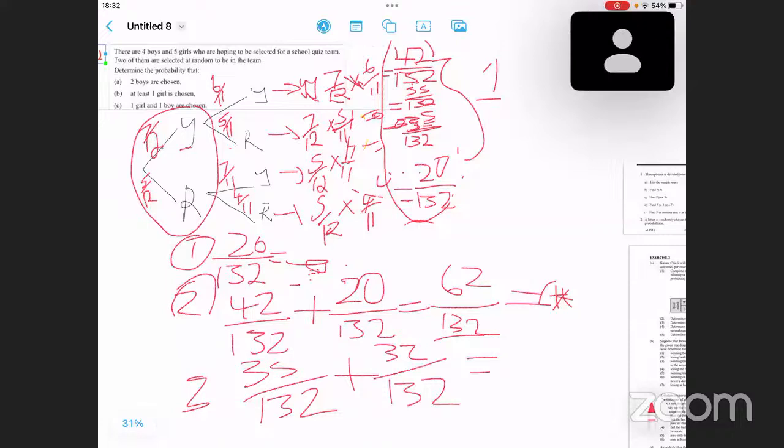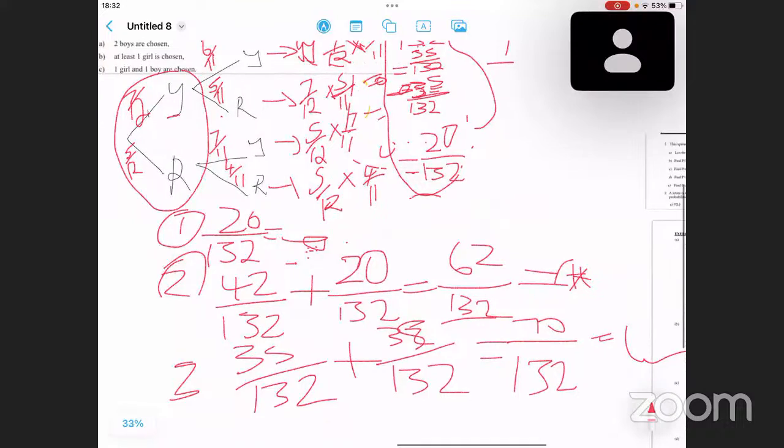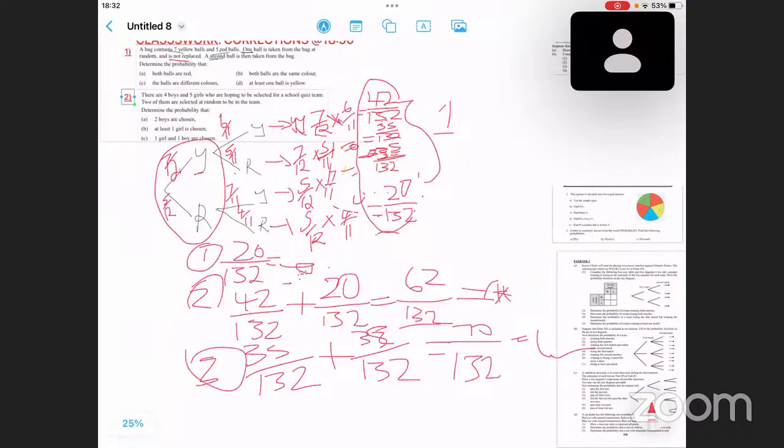35, then it's going to be 70 over 132. And then if you would like to simplify it, we can simplify it. Okay. Zira, did you get it? Do you have any question? I understand, ma'am. Okay.